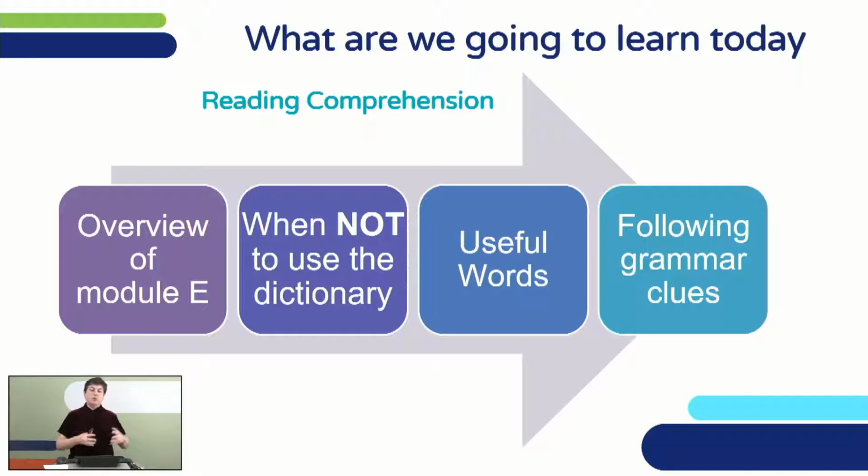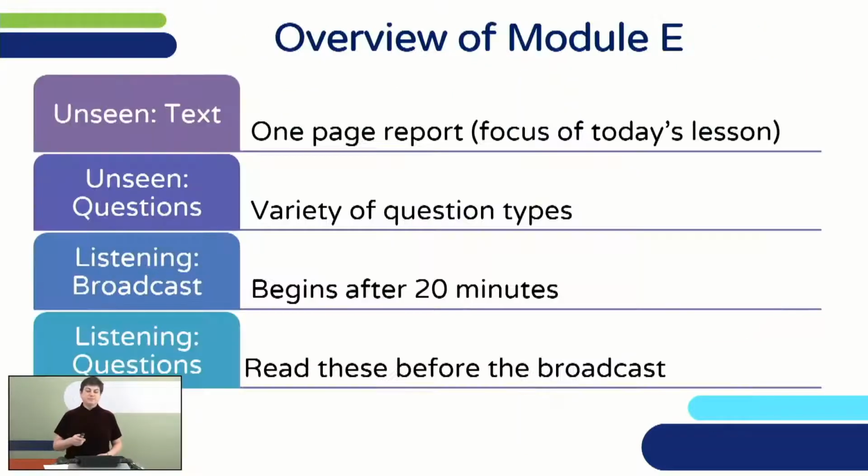How we're going to do that is we're going to start with an overview of Module E. We're going to look at a few examples of when not to use your dictionary, some useful words, and we're going to follow the grammar clues in order to find the answers. Let's get started. Module E is comprised of an unseen text. It's a 1-page report, and that'll be the focus of today's lesson.